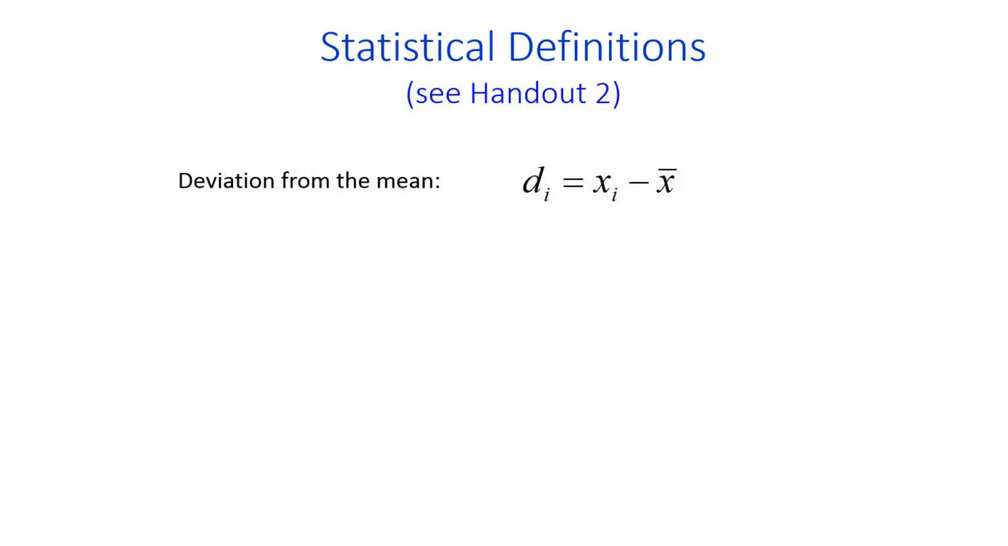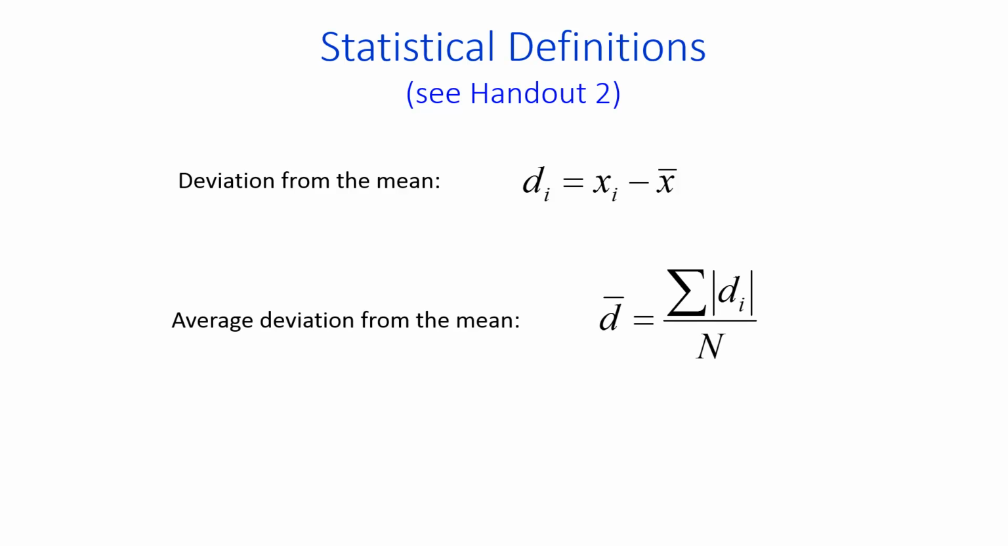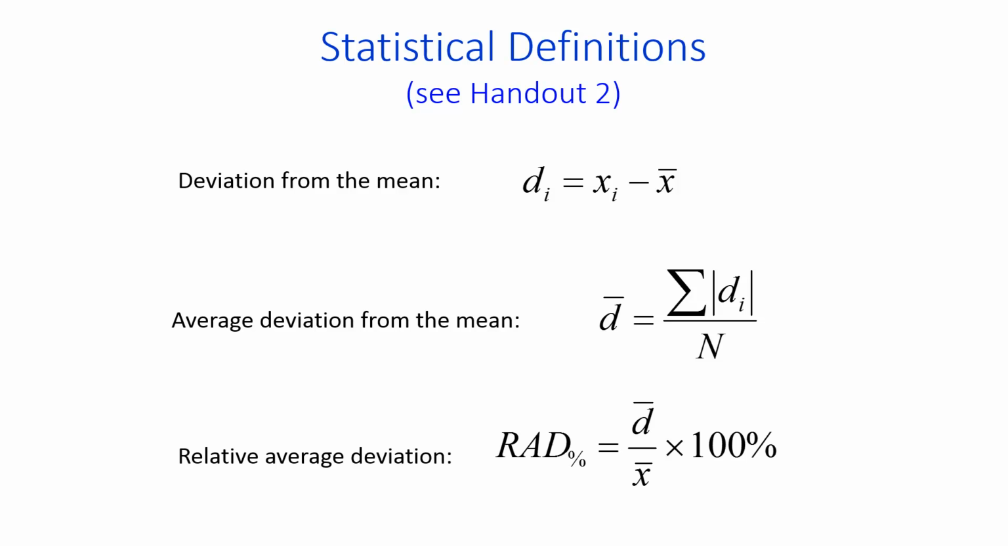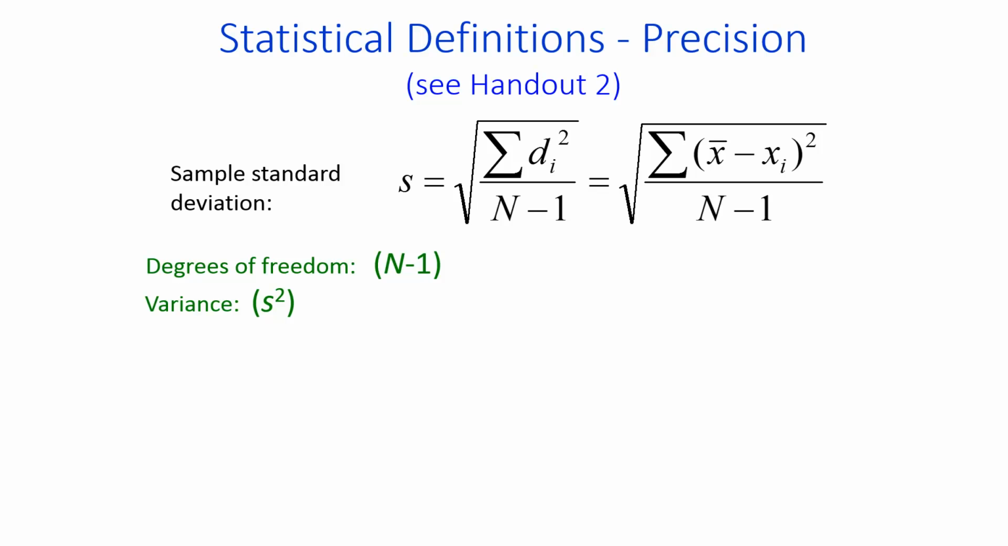You can then calculate the deviation from the mean for each of your trials. And this deviation from the mean, the spread of your results, is going to allow you to calculate a couple more things. You can calculate the average deviation from the mean, which is calculated in the same way you would calculate any average. You can also calculate the relative average deviation, which is, as the name suggests, a relative error. More commonly, though, you'll use that deviation to calculate the sample standard deviation.